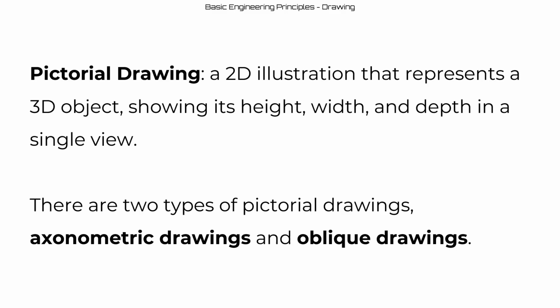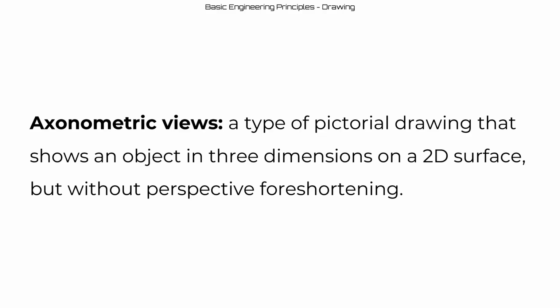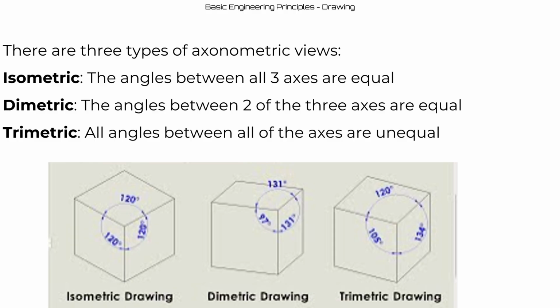A pictorial drawing is a 2D illustration that represents a 3D object showing its height, width, and depth in a single view. There are two types of pictorial drawings relevant to this class: axonometric drawings and oblique drawings. An axonometric view shows an object in 3 dimensions on a 2D surface, but without perspective foreshortening. There are three types of these views. The one we probably know best is isometric, where the angles between all three axes are equal, meaning they're 120 degrees each.